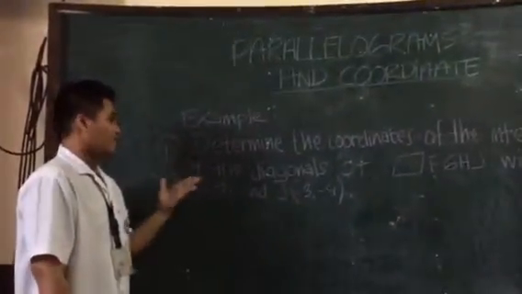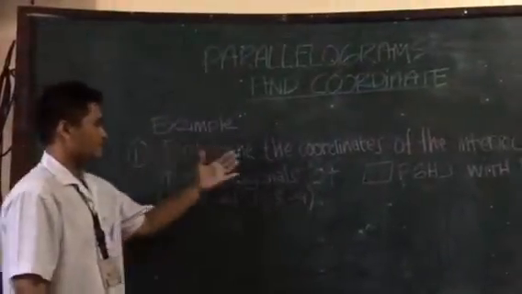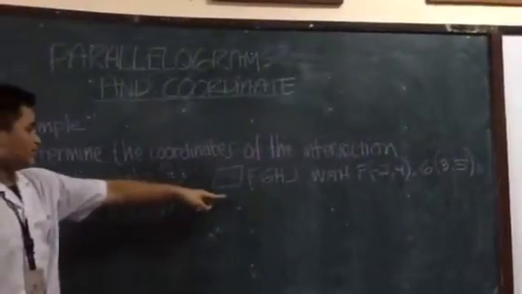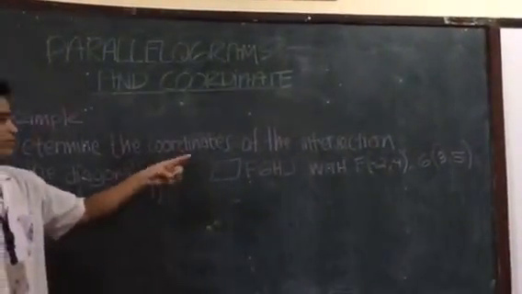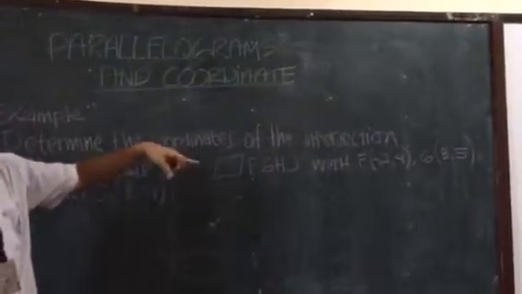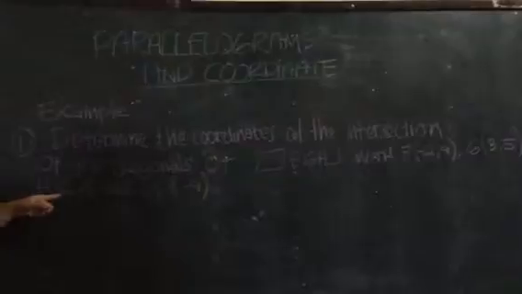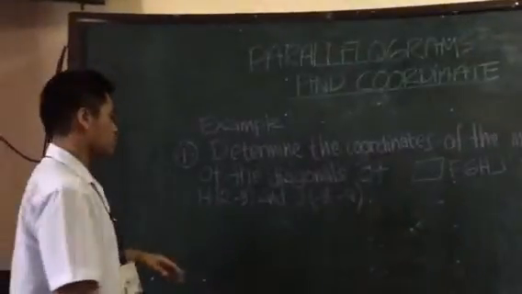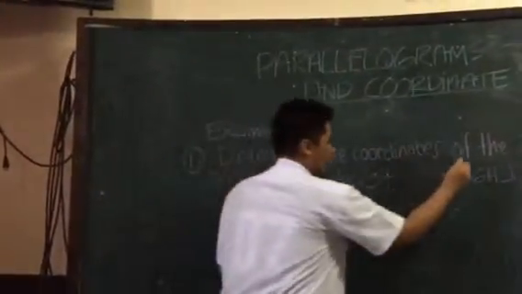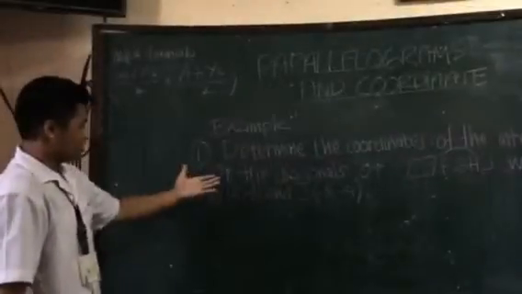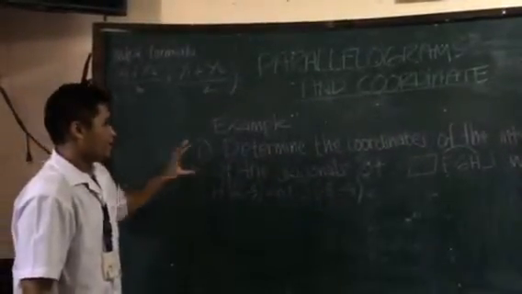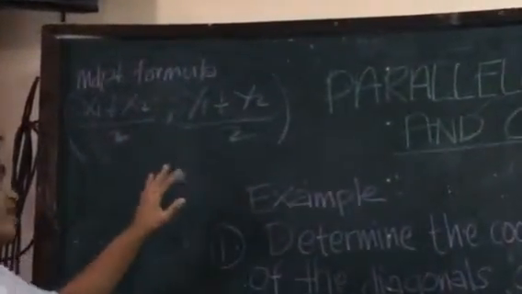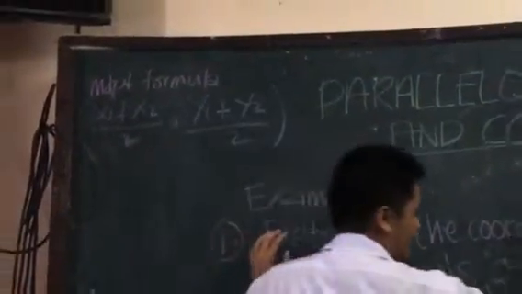So, I will give you an example. Our first example is: determine the coordinates of the intersection of the diagonals of quadrilateral FGHJ, with F at (-2, 4), G at (3, 5), H at (2, -3), and J at (-3, -4). To do this, you should first find the midpoint of F and H. To answer this question, we can use the midpoint formula. So first, let us find F and H.